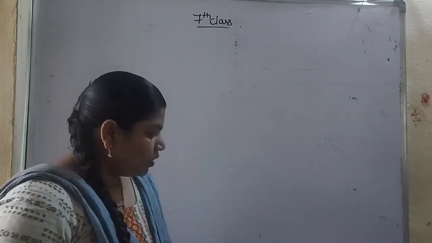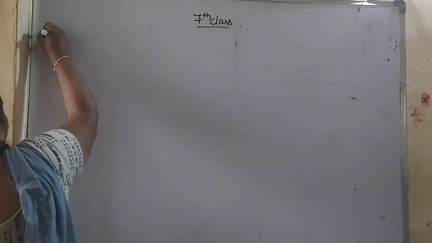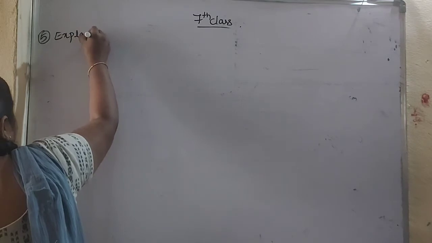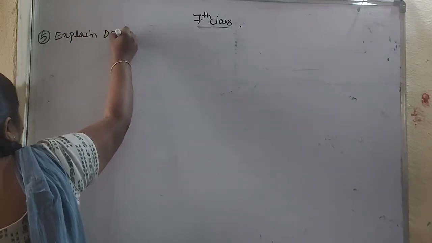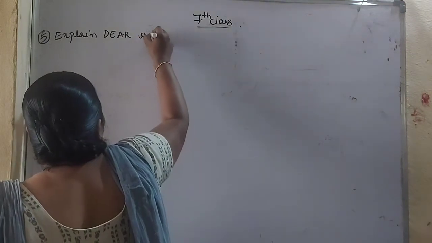So here, what is the question? Fifth question. Explain how DEAR is a trapezium.